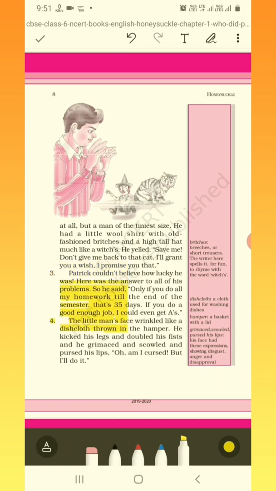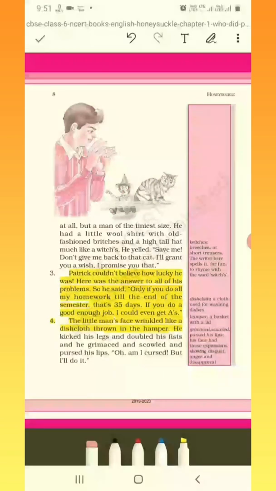Let's read the third one now. There are a few technical glitches. Okay. So Patrick couldn't believe how lucky he was. Here was the answer to all of his problems. So he said, Only if you do all my homework till the end of the semester. That's 35 days. If you do good enough job, I could even get A's.